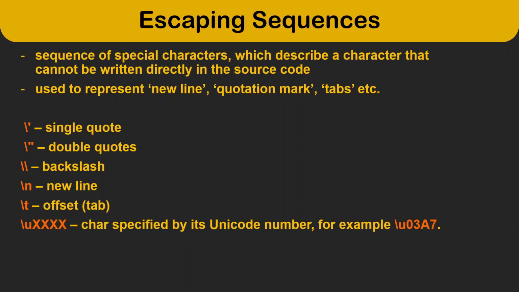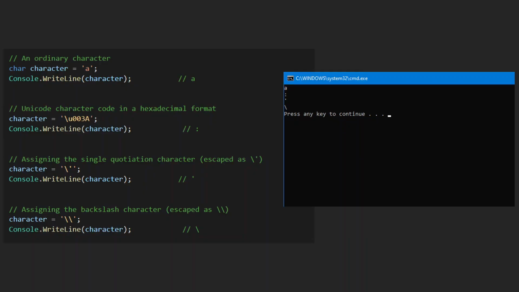Thus, we have invented escaping sequences, and one of the most used ones are those for single quote, double quotes, backslash, new line, and offset. And also for a character specified by its Unicode number. Let's look at the example. We have created an escaping sequence for a character code, for a single quotation, and backslash. When we run the program, we get that result.